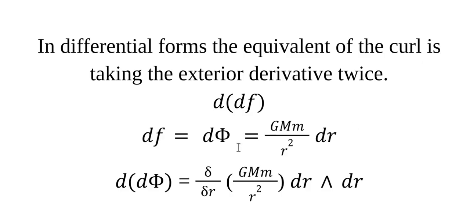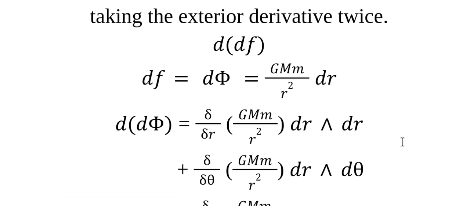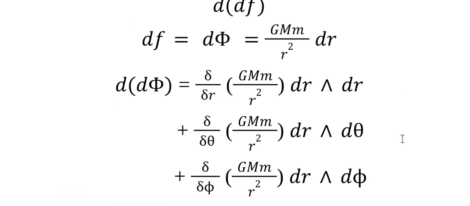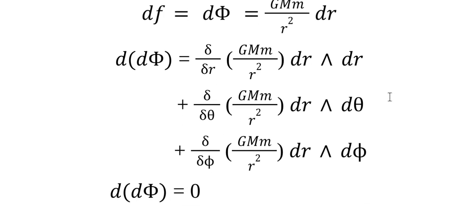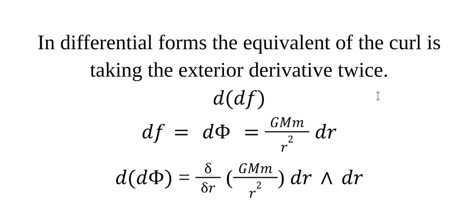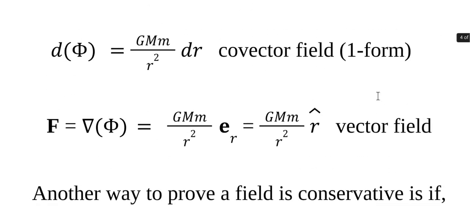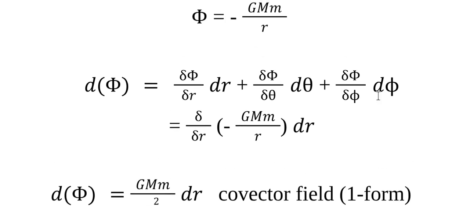But once again, when you take the exterior derivative, you have to take it of the function in all three coordinates. So you have to take it with respect to r, theta, and phi. Okay, now you see here immediately dr wedge dr is 0. And the partial of this with respect to theta is 0. And the partial of this with respect to phi is 0. So everything is 0.